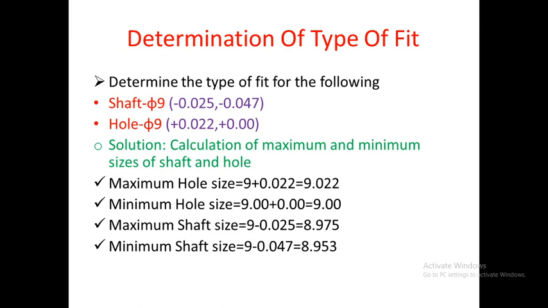Now after obtaining the maximum and minimum size of both shaft and hole respectively, we will proceed towards step number 2. Step number 2 is to determine the maximum allowance and minimum allowance. Maximum allowance. As per the definition taught in the previous lecture, maximum allowance is equal to the difference of maximum hole size and minimum shaft size, and we have already calculated the maximum hole and minimum shaft size. So we will now subtract the minimum shaft size from the maximum hole size. So 9.022 minus 8.953 will give you plus 0.069.